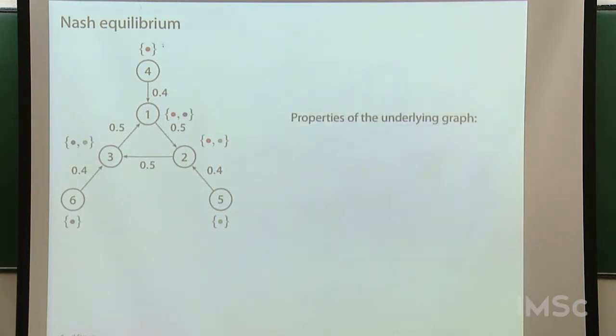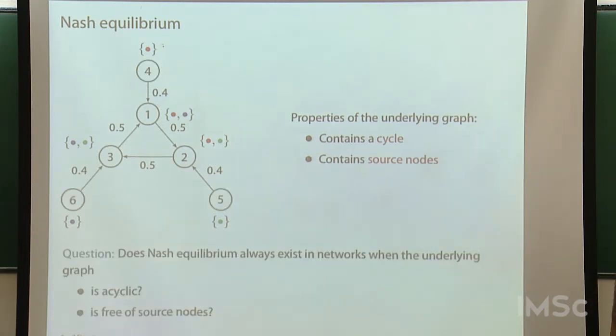So there are two other properties of this graph which immediately come up. One is of course that it has source nodes, the other is it contains a cycle, right. So you can ask how important are these, right. So the first one, and the easiest, is of course cycle. So the question that you want to ask is, does Nash equilibrium always exist in networks where the underlying graph is acyclic and is free of source nodes, right.